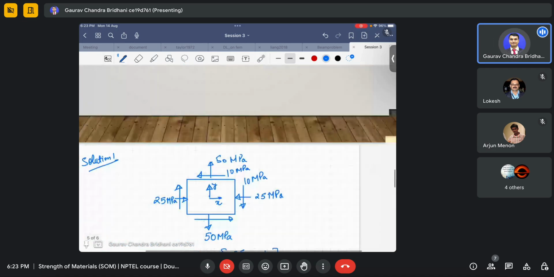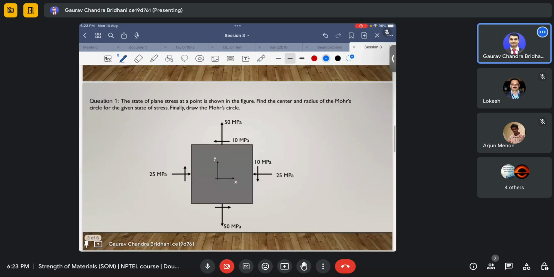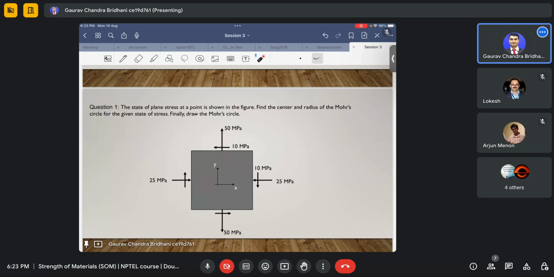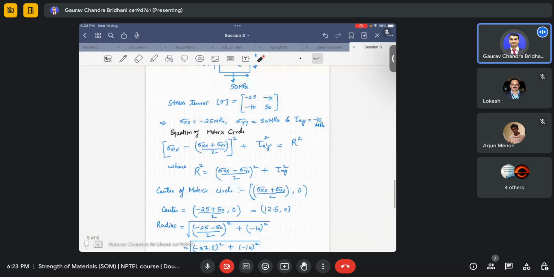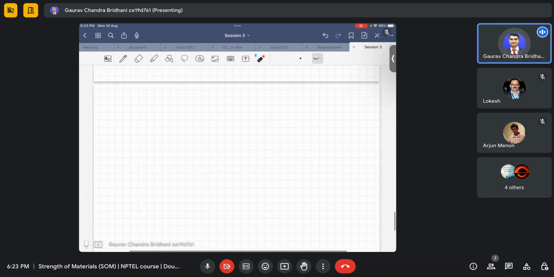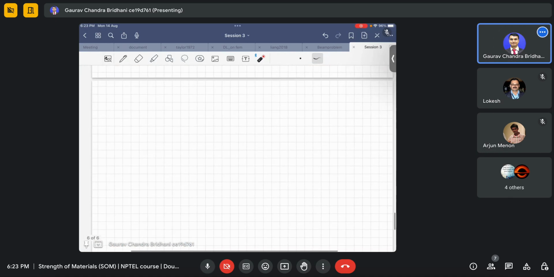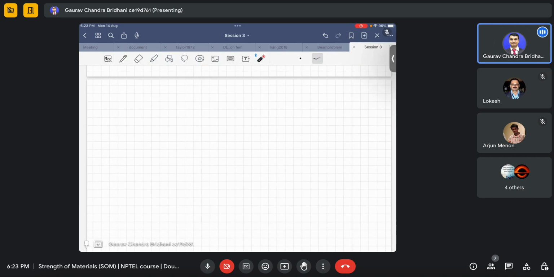Now the question says that we found the center and radius, and it's asked to draw the Mohr circle. So we'll try to draw it. Last time we took a simple problem. This time it's a little bit more involved, as we have a few more components. So, drawing the Mohr circle.